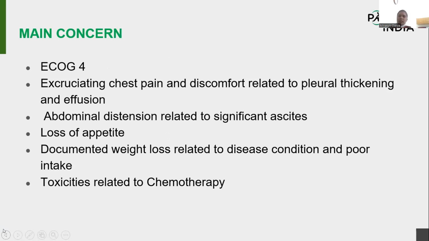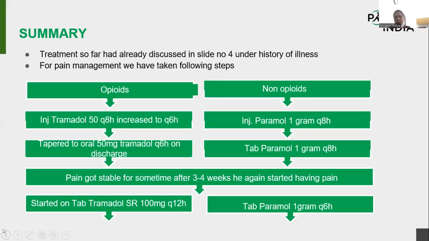He had excruciating chest pain and discomfort related to the pleural thickening and effusion, abdominal distension related to significant ascites, loss of appetite, documented weight loss related to disease condition and poor intake, and toxicity related to the chemotherapy. So yeah, treatment we had already discussed in slide number 4, but the pain management we have done for this patient. This flow chart is from 2020 to 2022.